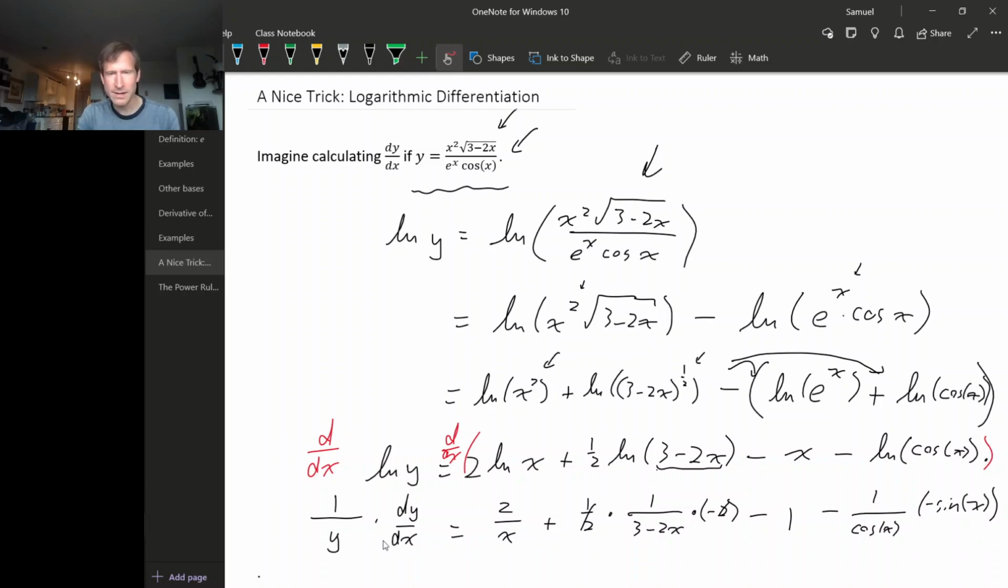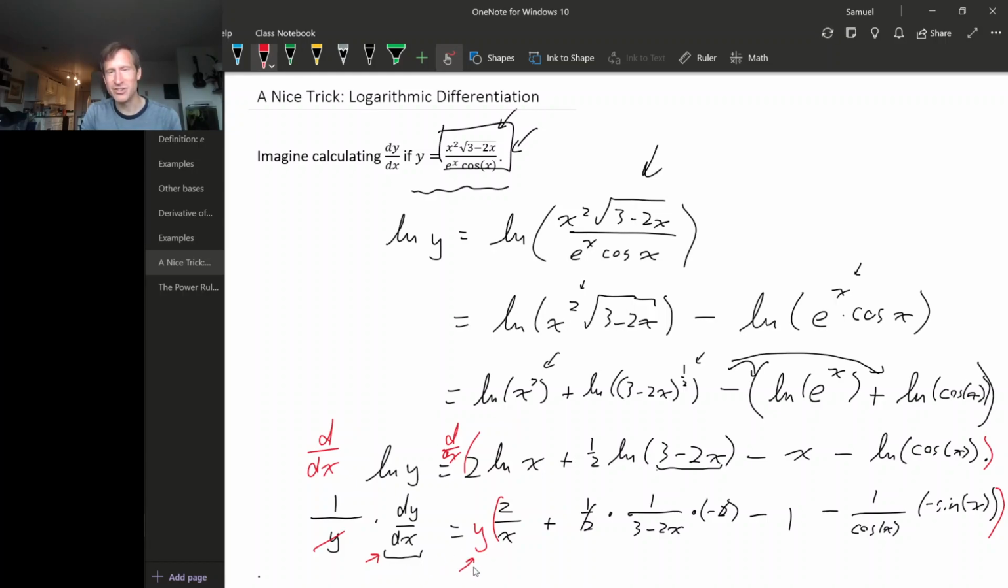All right, and you can see all we have to do now is solve for dy/dx. We are going to end up with a y on the right-hand side, but we know what y is. y is right here, right? So if we wrap all this stuff in parentheses, multiply both sides by y. Now we've solved for dy/dx.